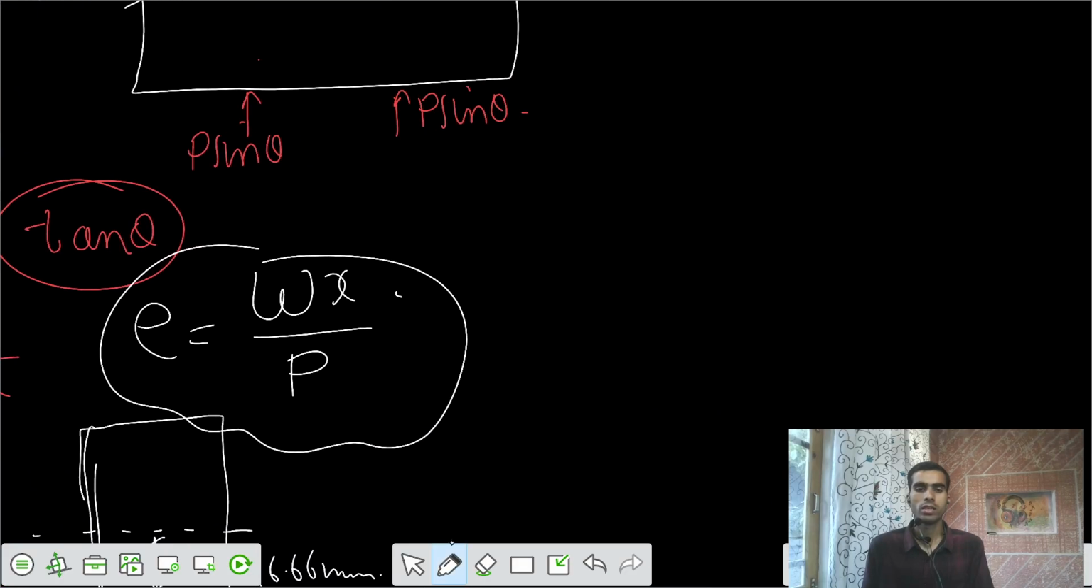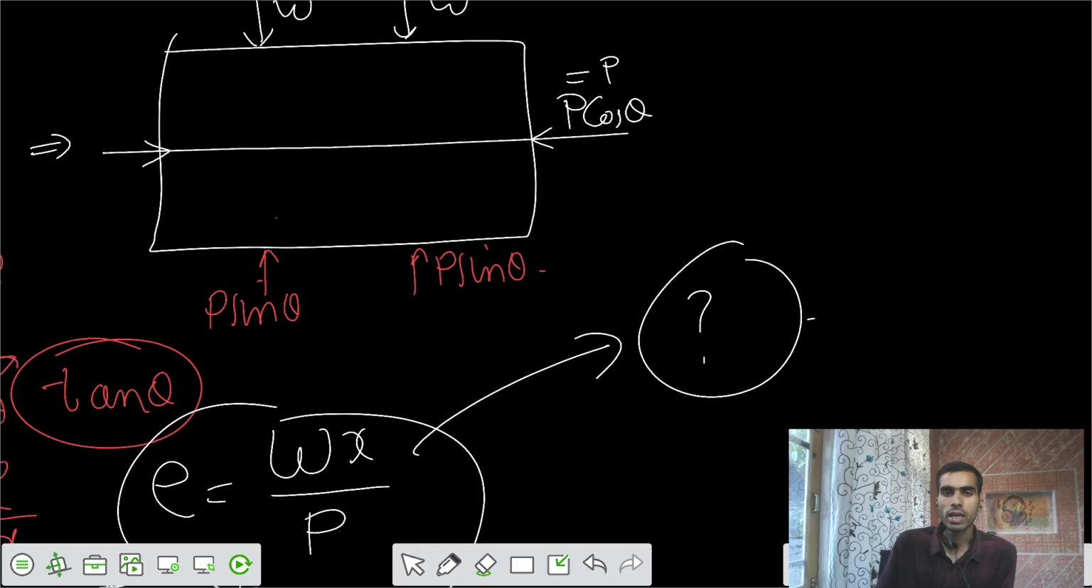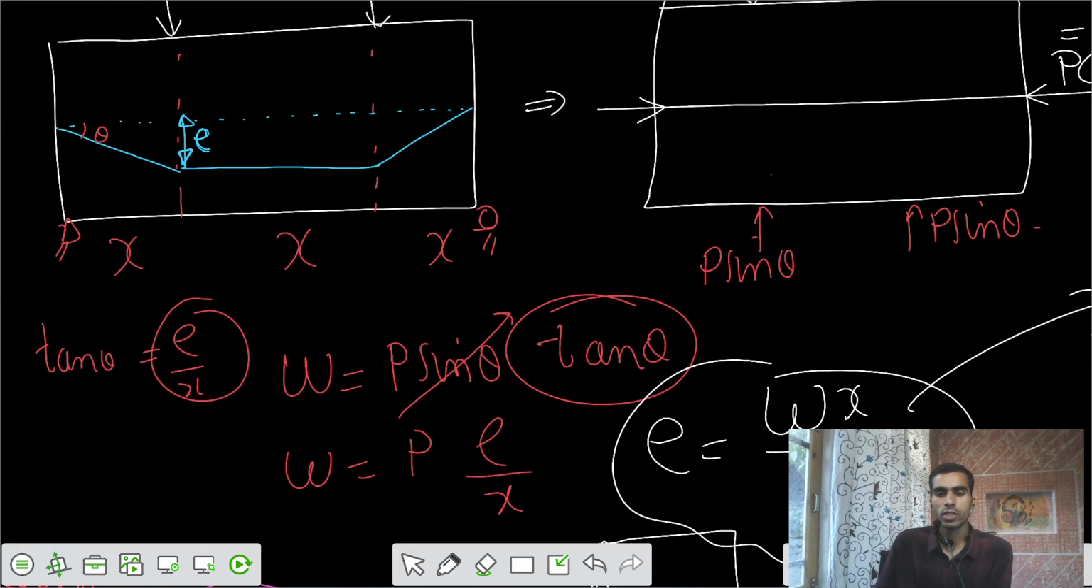What is the eccentricity at the quarter point? That's your calculation for that. This is your equation for that. And similarly, I want to say what is the eccentricity at any location somewhere here? What is the eccentricity at this location of EX?